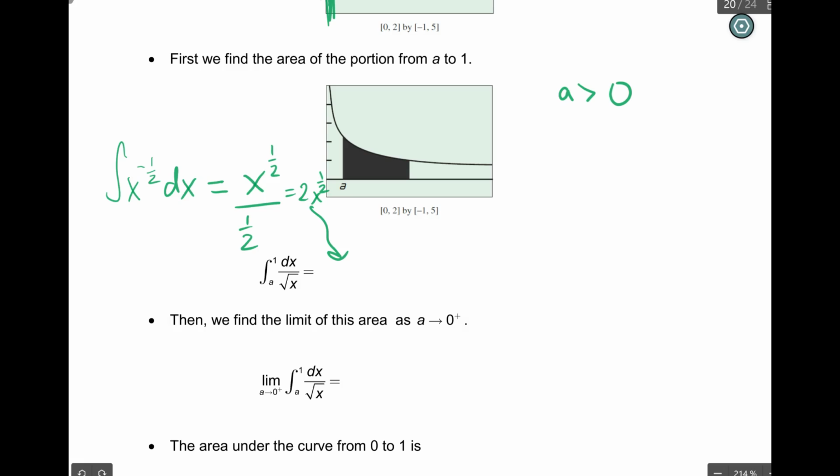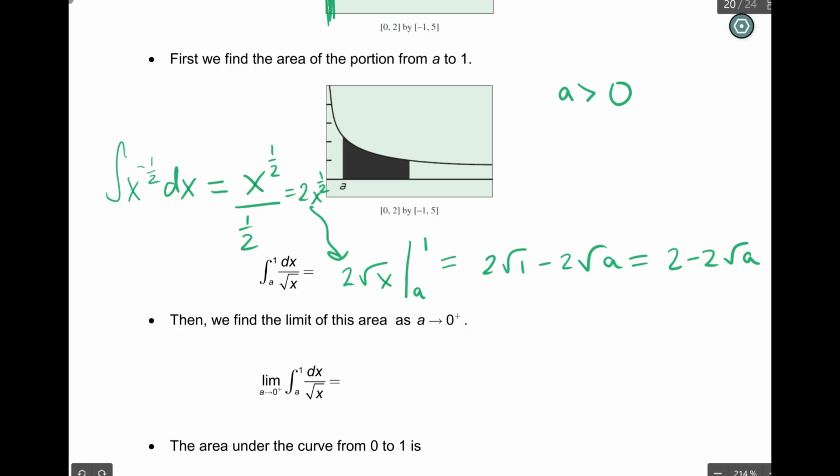Okay. Can you see that? Yeah, you take the integral. Dividing by a fraction is the same thing as multiplying by the reciprocal. Dividing by half is the same thing as multiplying by 2. So this is equal to 2 square root x. I'm evaluating that from a to 1. So that's going to be 2 square root 1 minus 2 square root a. You can say that's 2 minus 2 square root a.